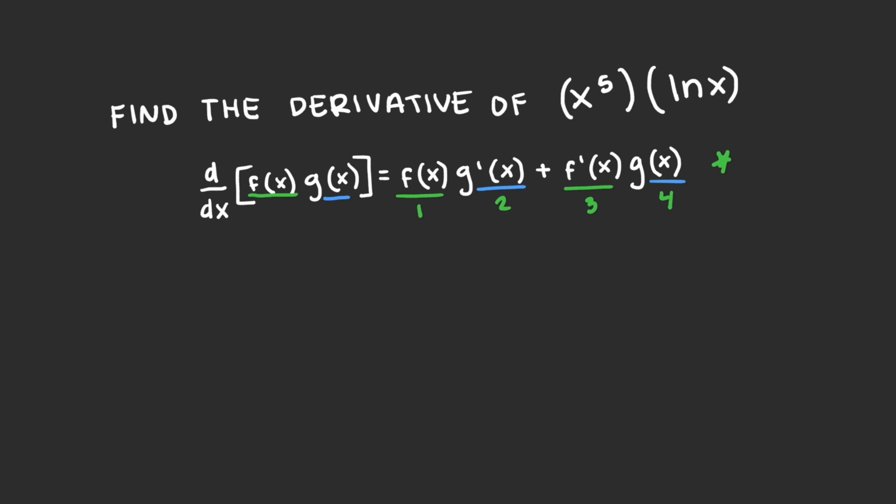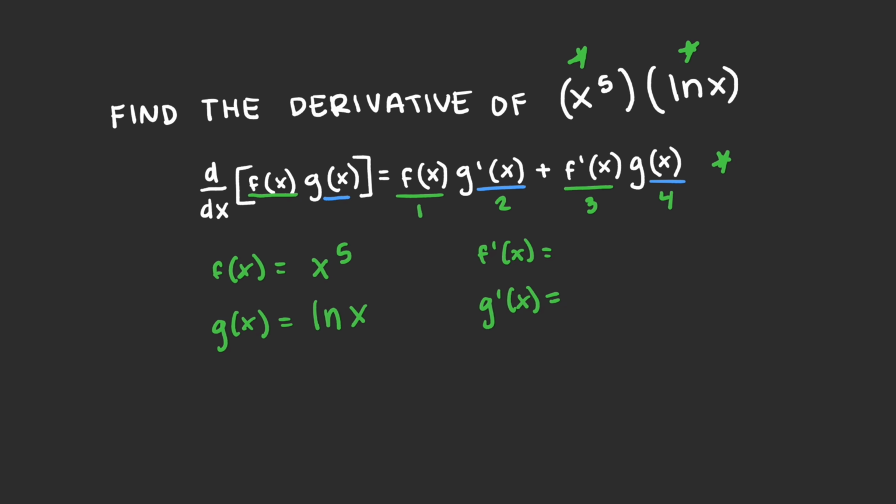So we know the 4 things that we're going to need are f of x, g of x, f prime of x, and g prime of x. So we know our first function, f of x, is just x to the 5th power, and our second function, or g of x, is just the natural log of x.